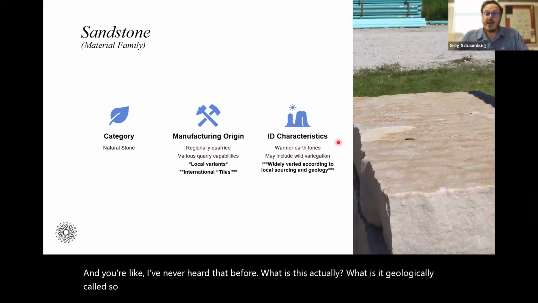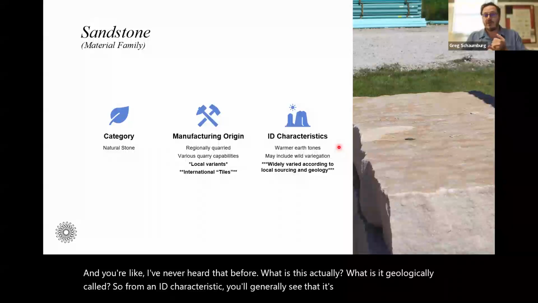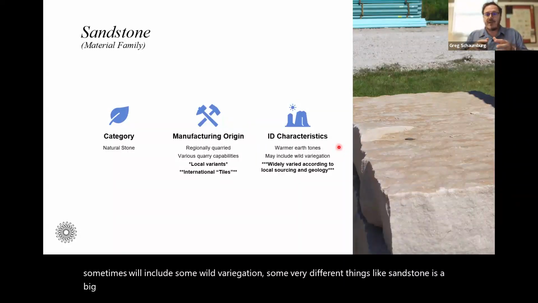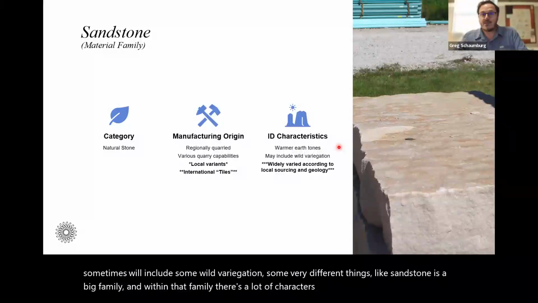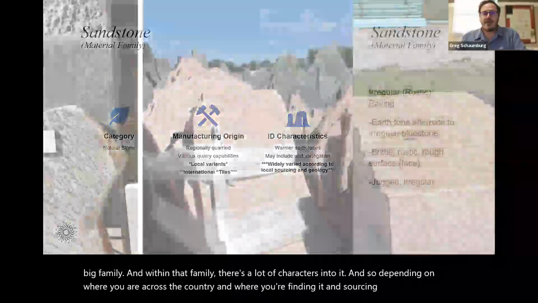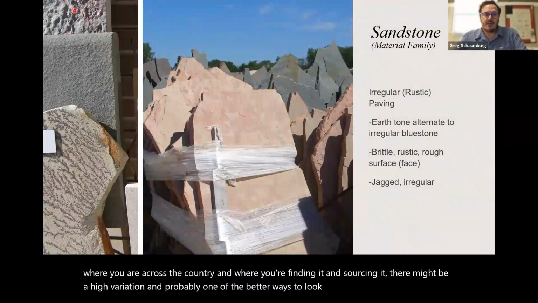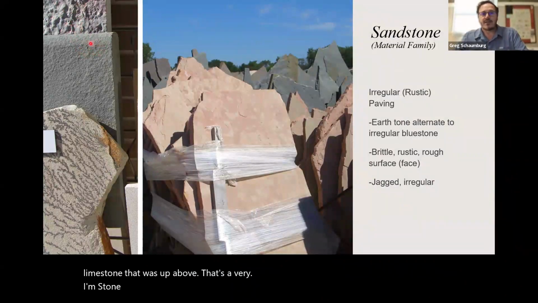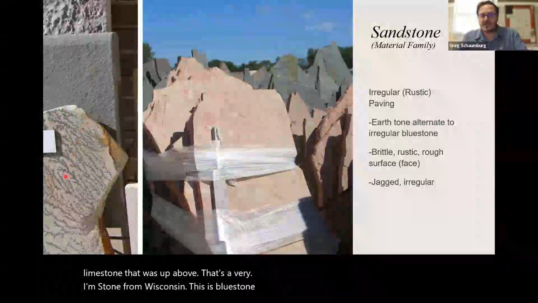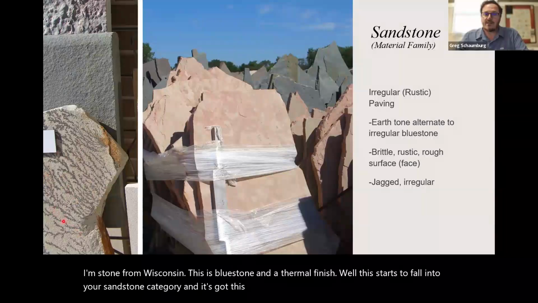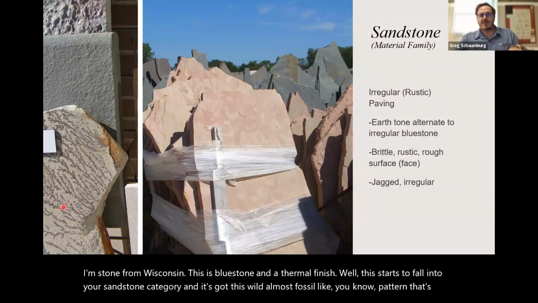So from an ID characteristic, you'll generally see that it's a warmer earth tone. It sometimes will include some wild variegations, some very different things. Sandstone is a big family, and within that family, there's a lot of characters. And so depending on where you are across the country and where you're finding it and sourcing it, there might be a high variation. And probably one of the better ways to look at it is, we've got this limestone that was up above. That's a very pitted limestone from Wisconsin. This is bluestone in a thermal finish. Well, this starts to fall into your sandstone category, and it's got this wild, almost fossil-like pattern that came up in the surface.